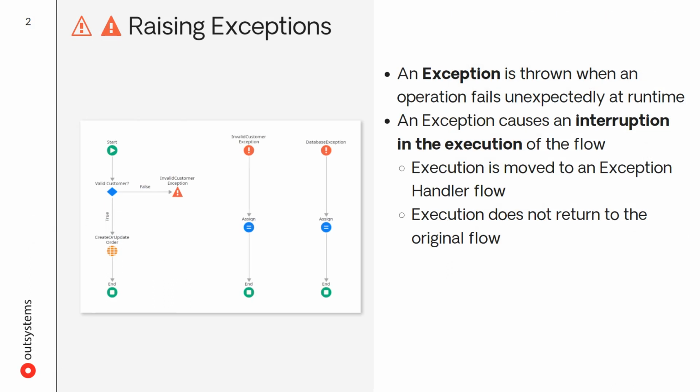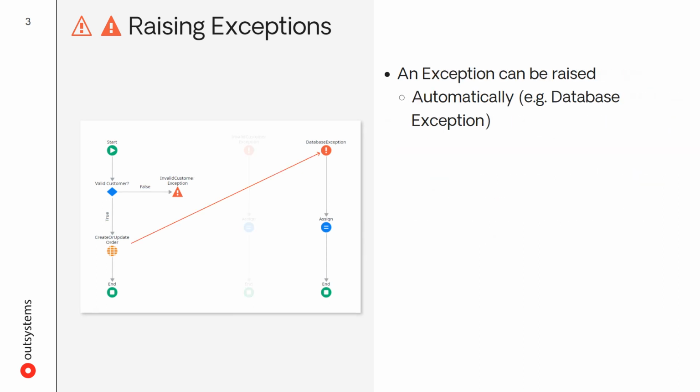Exceptions occur when an operation fails at runtime. When thrown at runtime, an exception will cause an immediate interruption in the flow. This means that the current logic flow is interrupted, and the execution moves to an exception handler. The execution continues in the exception handler flow, and does not return to the original flow.